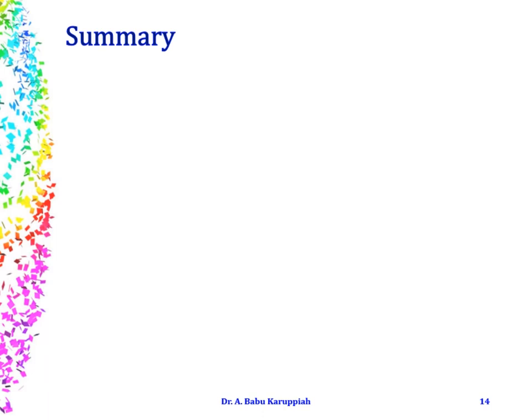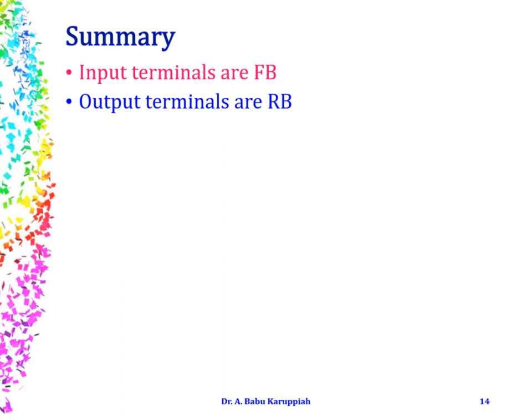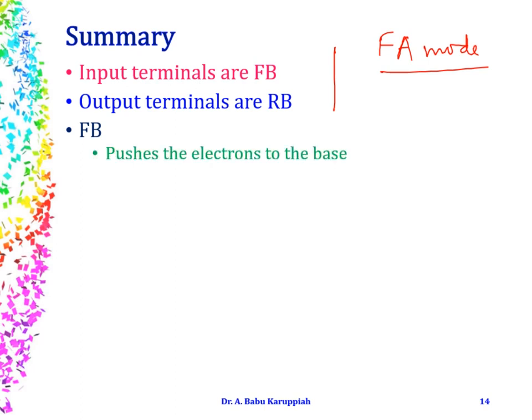Now, to have a summary of what we have seen, we have understood the working principle of an NPN transistor, and we have also determined the current components of a transistor. To recap, the input terminals are forward biased and the output terminals are reverse biased, which means that we have made the transistor work under forward active mode. So during forward bias, when the forward bias exceeds 0.7 volts, the electrons are pushed from the emitter to the base. That constitutes the emitter current.